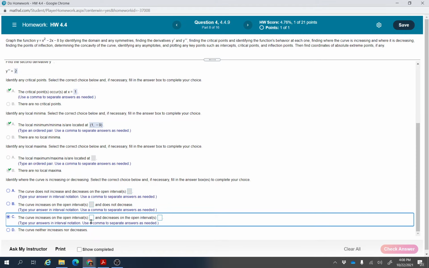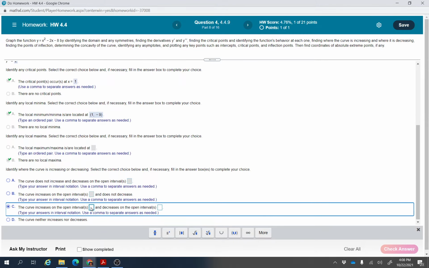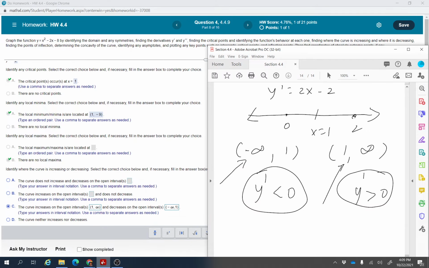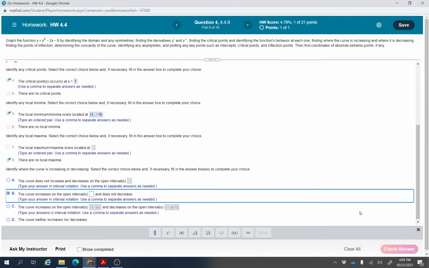So this is what we need to choose, because there is an interval where the curve is increasing, which is from 1 to infinity, and there is an interval where the curve is decreasing, which is from negative infinity to positive 1. So it's about the first derivative. If the first derivative is negative, the curve is decreasing. If the first derivative is positive, the curve is increasing.